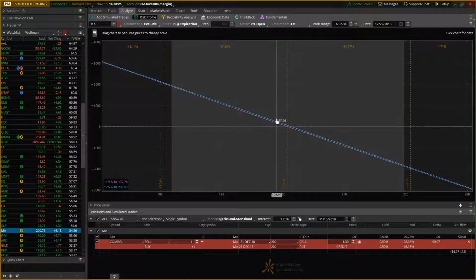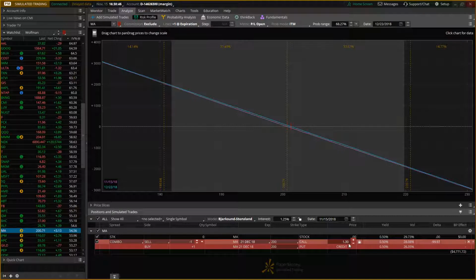Notice the blue line, though, is above where the purple line is. The reason why is because we've synthetically created a short stock position, but in doing that, we actually sold MasterCard above where it's currently trading. Right?